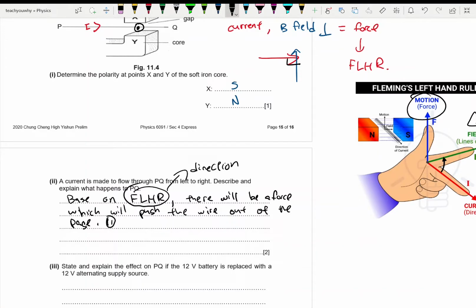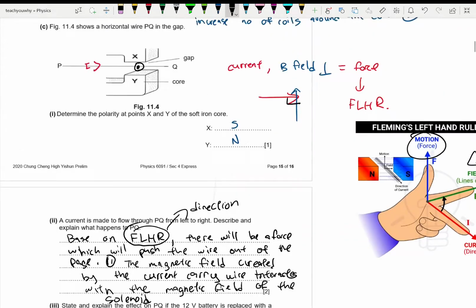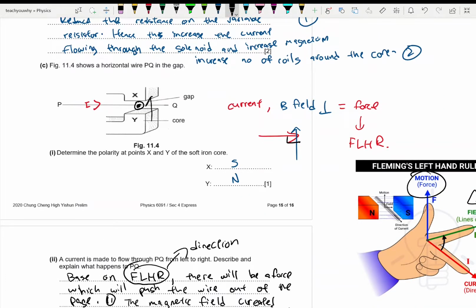And then why is that so? It's because, again, we'll write the same old boring answer, that the magnetic field created by the current carrying wire interacts with the magnetic field of the solenoid. Okay, same thing. What I'm trying to say is that the wire will interact with the B field due to the core.